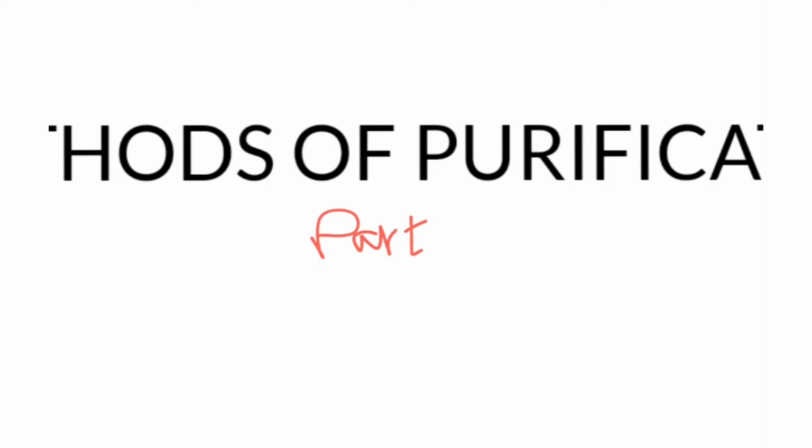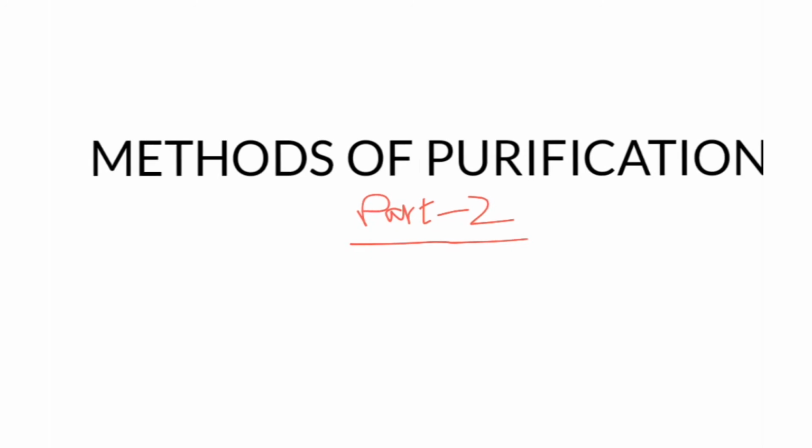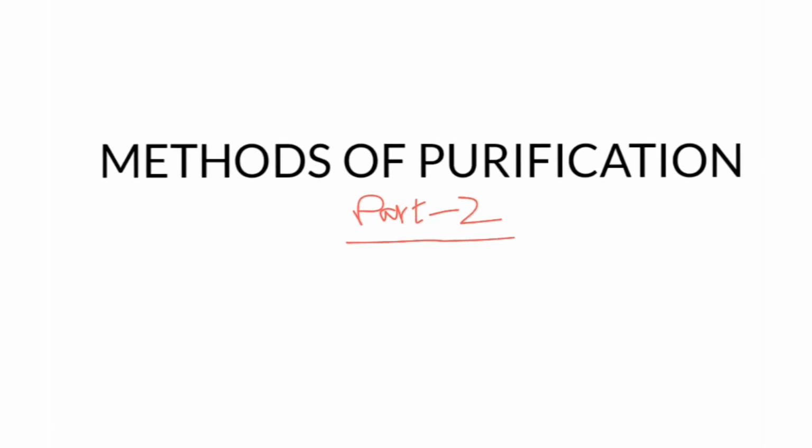In the last part we talked about what is a pure substance and what are the different techniques used to separate a substance from a mixture. In this part we're going to be talking about paper chromatography and testing for purity of a substance, beginning with paper chromatography.